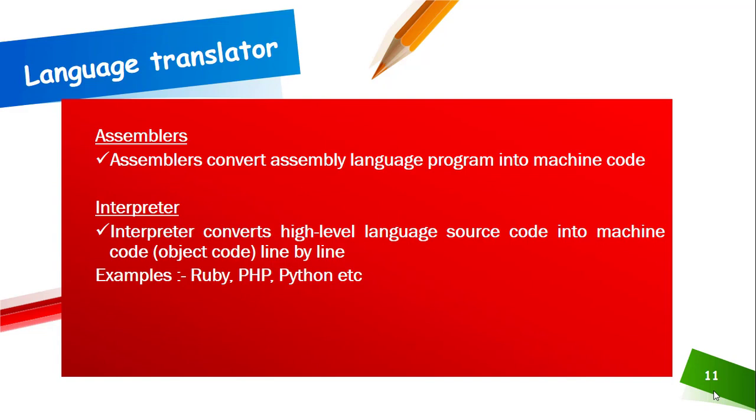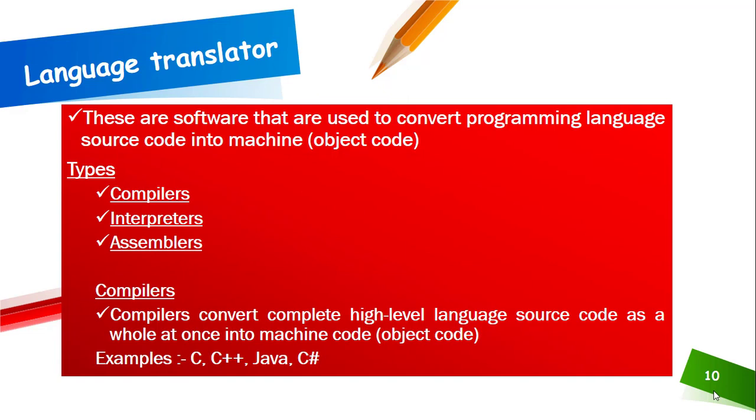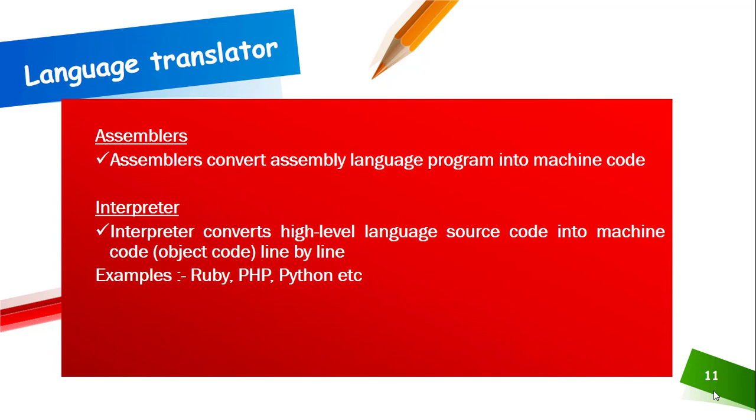And the next one we have is the interpreter. An interpreter converts high-level language source code into machine code or object code line by line. So there's a difference between a compiler and an interpreter. You can see the compiler converts complete high-level language source code into machine code at once, whereas the interpreter converts the source code into machine code line by line.